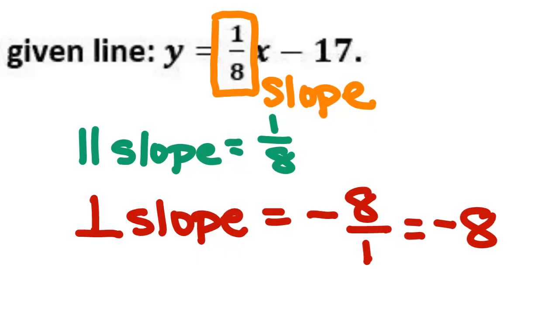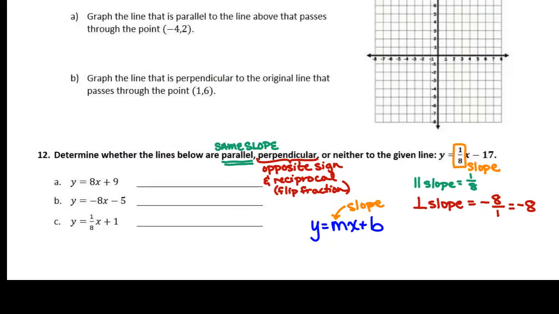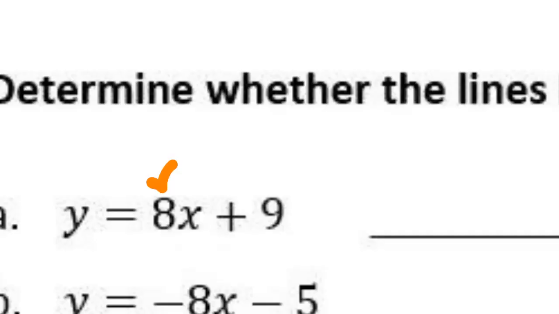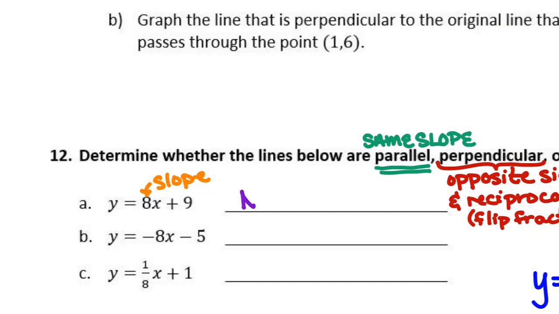So this is what I'm looking for in the spot where m goes. Remember, we're looking at the form y equals mx plus b, where m is the slope. So for A, what is the slope? 8. Is that my parallel slope? Is it my perpendicular slope? No, because it doesn't have that negative, so we would say neither on this one.